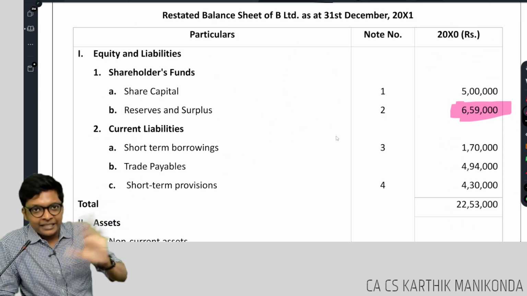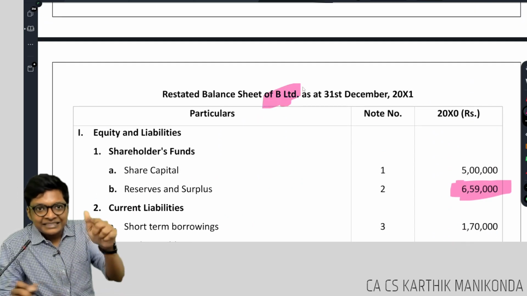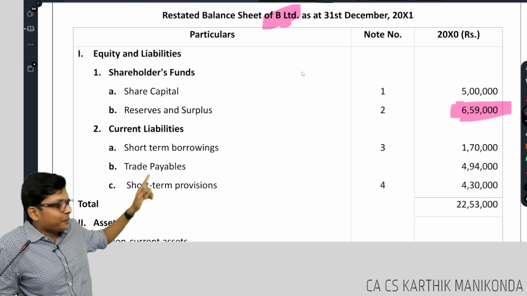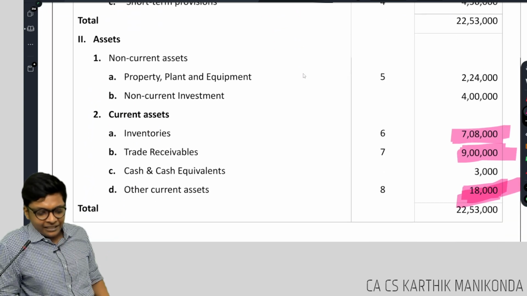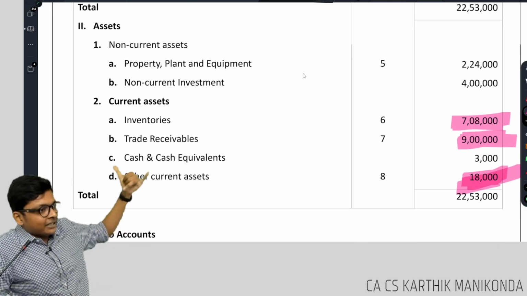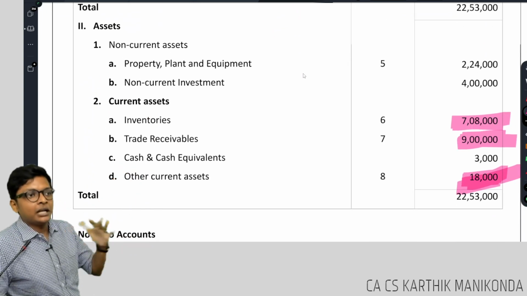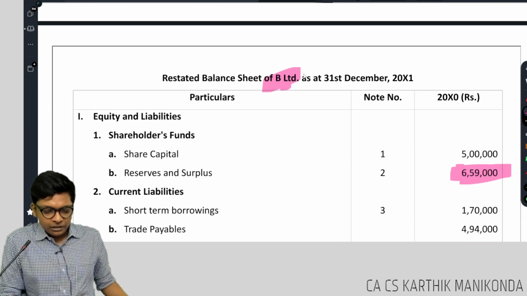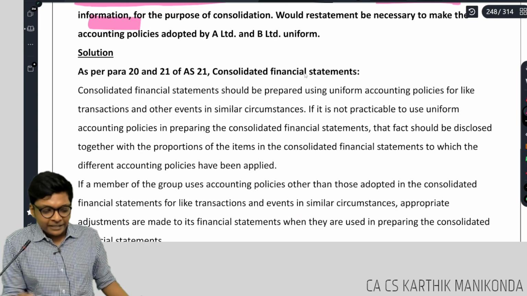No minority, nothing here. We are doing the balance sheet of whom, guys? Subsidiary. This is before consolidation. Only one change in liability: reserves became 6 lakh 59. Asset side, 3 changes: inventory, trade receivables, prepaid. Are you following, guys? Hello? Yes. When you write the answer, you will write the same para that I explained.